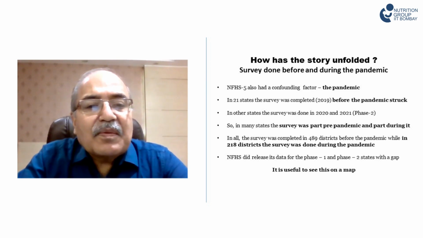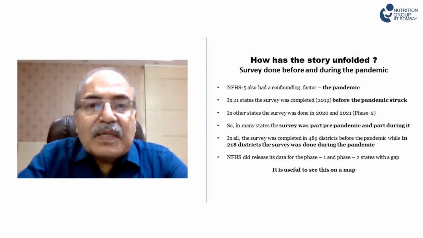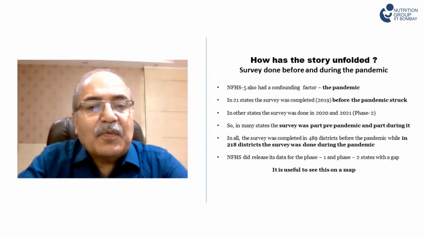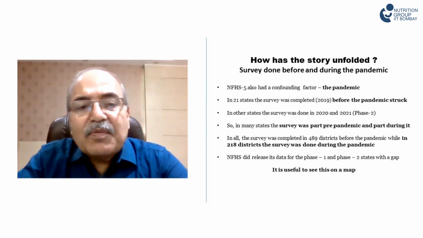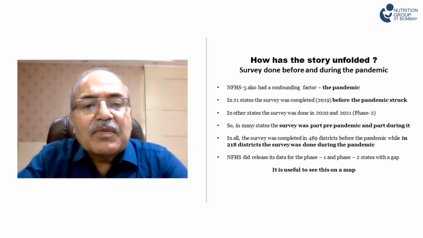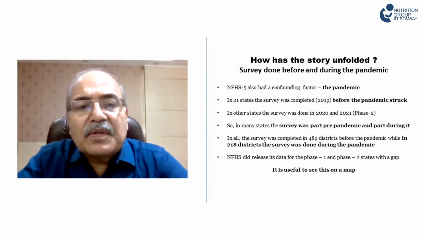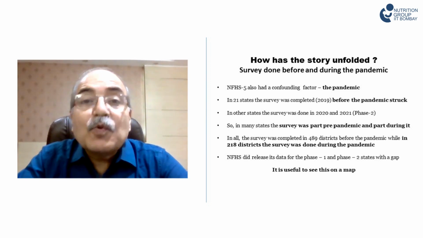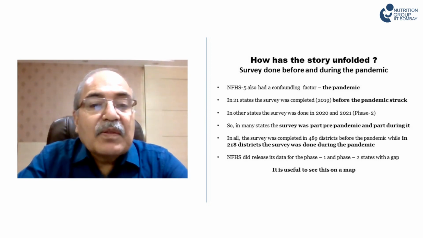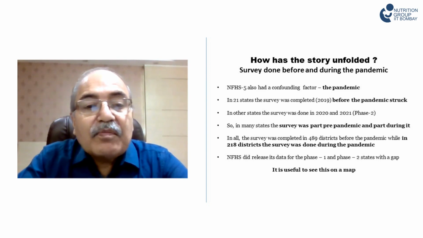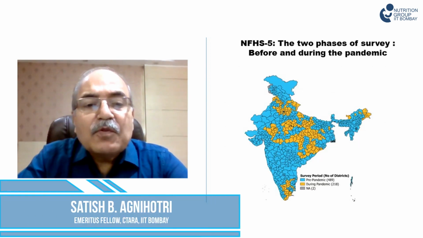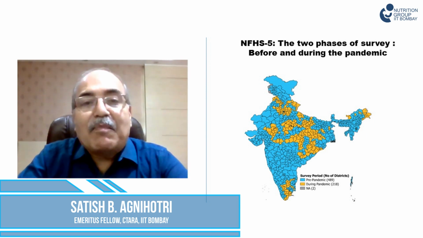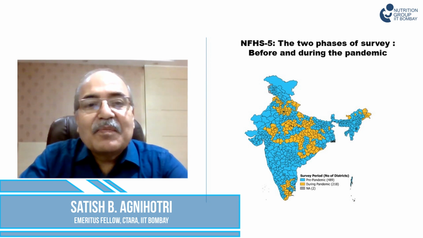And NFHS 5 released the data in two phases, phase 1 and phase 2. And if you look at the districts, about 489 districts, the survey had been completed before the pandemic. And in about 218, which is not a small number, the survey was done during the pandemic. But still, it's useful to see this particular district on a map. That makes it more interesting.